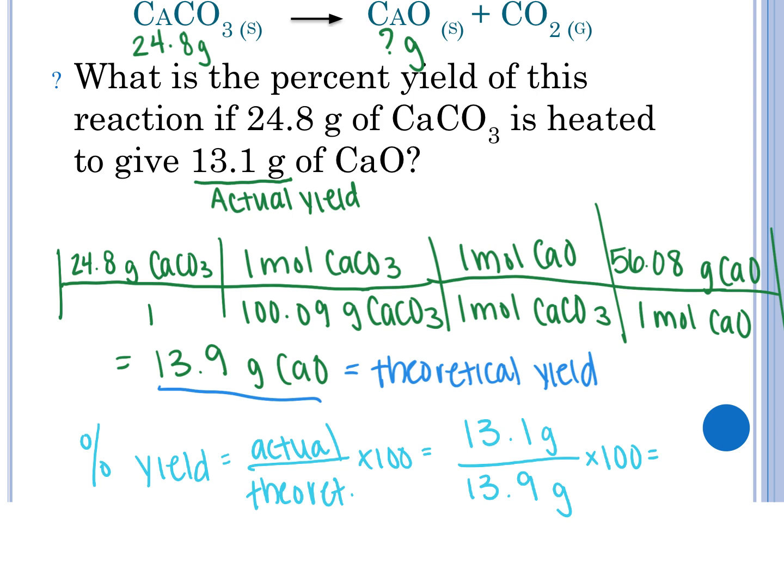And then did you times it by 100? What do you get? I think you should be getting about 94. Are you getting 94.24? So you should be getting about 94.2%. I'll come help you look at it.